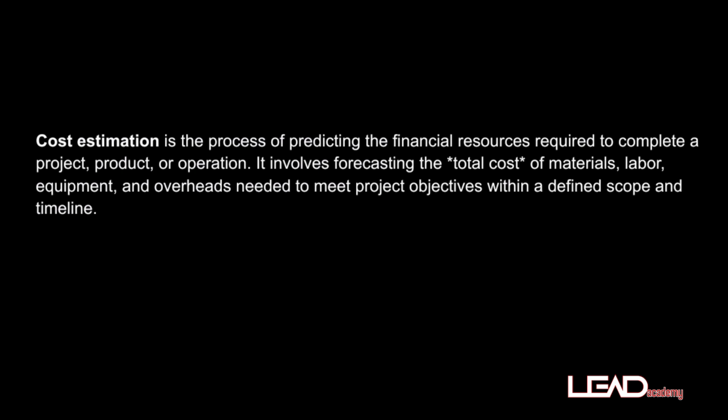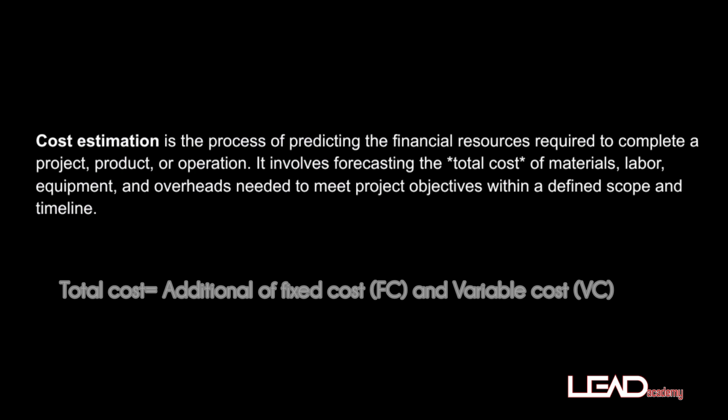So now this total cost is the addition of your variable cost, which is the cost that changes with the level of output, and your fixed cost that does not change with the level of output. When you add the fixed cost and the variable cost, that's how you get your total cost.